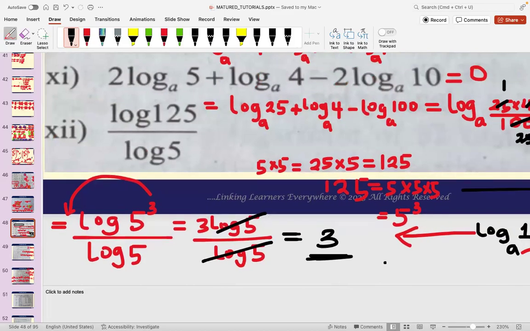Whenever you have a question like this, you have to make the base the same. In fact, no, when you have a question like this, there's no base. You have the subject numbers. You have to try and make them the same. If you are not able to make them the same, then there's nothing you can do. Okay. If they are not the same, there's nothing you can do about it. Thank you, sir.